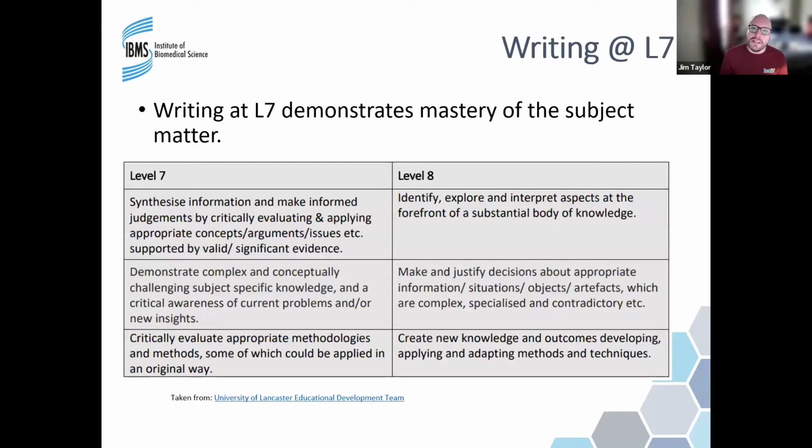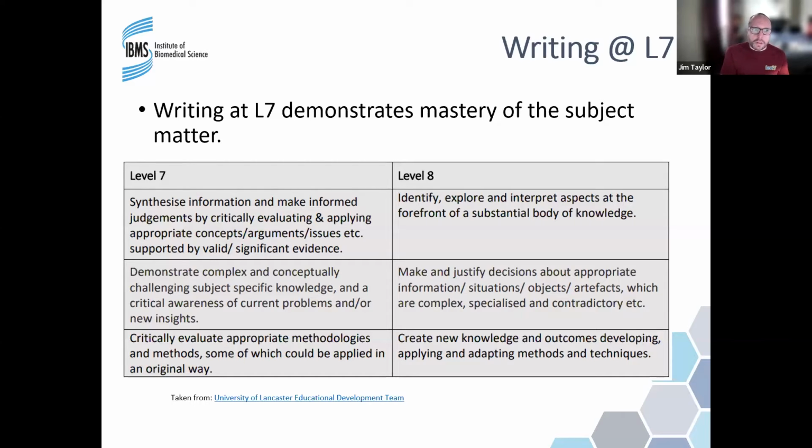There we go. So at level 7, we're looking at the left-hand side of the table on the screen. We are demonstrating that we've mastered the subject matter that we are trying to get across in the essay or the exam that we're writing. And so it's all about making informed judgments. It's all about bringing in different threads of evidence, different threads of information that collectively provide a justification that supports the argument that you are trying to make.